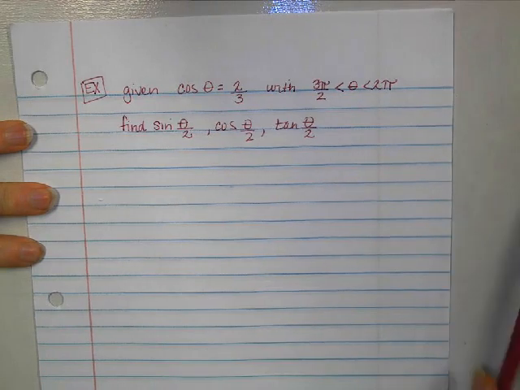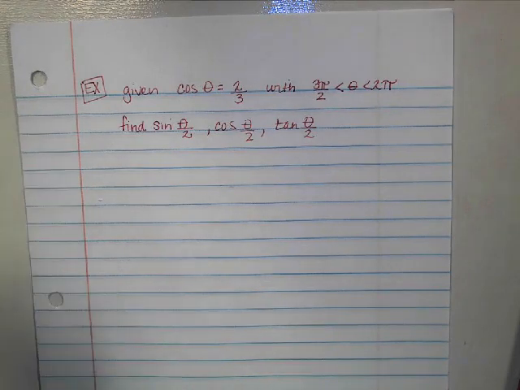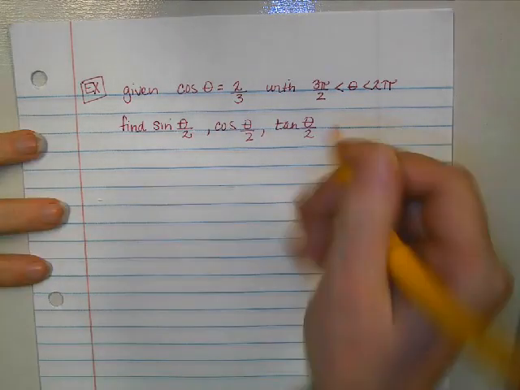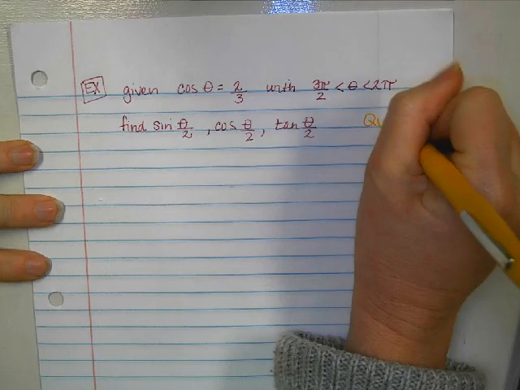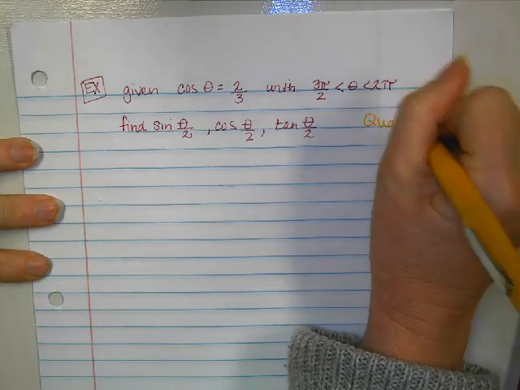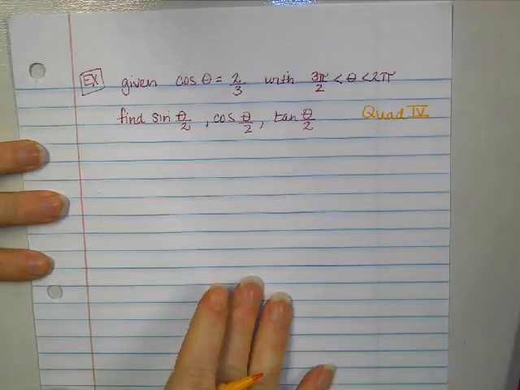So what quadrant is that? Oh, quadrant 3, right? Or 4? Quadrant 4. Yeah, there has to be a 4 if it has 2 pi, right? 2 pi is 0, because it's the 0 place. So we're in quadrant 4.